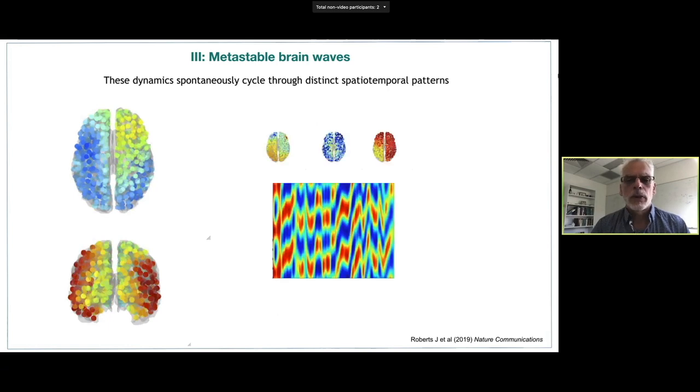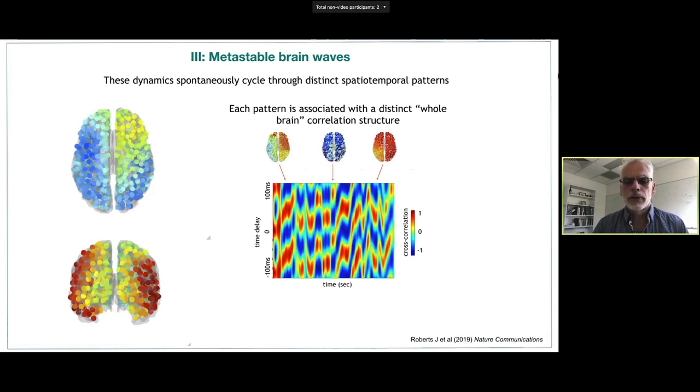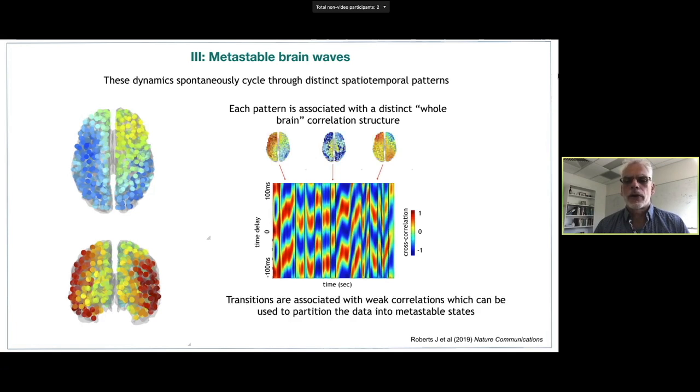So we can quantify that with something called an order parameter. James Roberts developed this. On the x-axis here, you see time, and on the y-axis, you see a complicated cross-correlation function. But it captures a fingerprint of each of these unique states. When the entropy of these states goes up or the order goes down, we can capture transitions between the states.